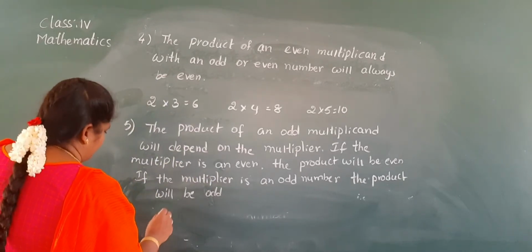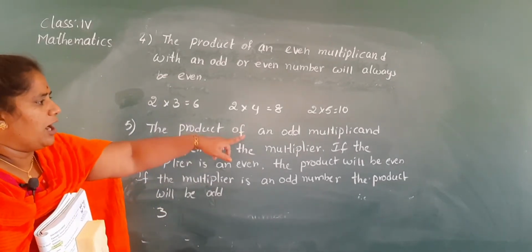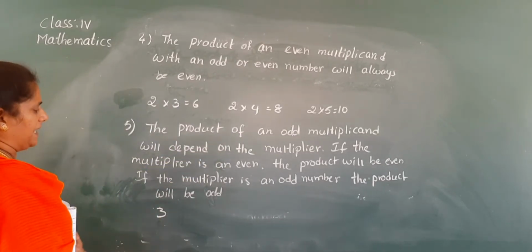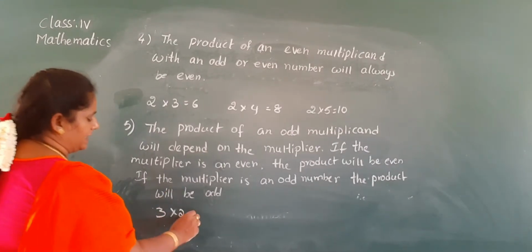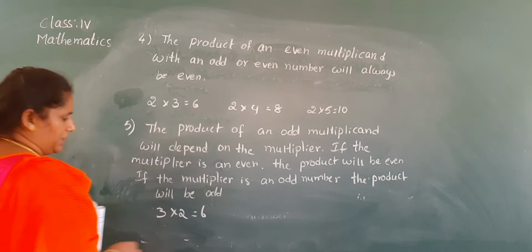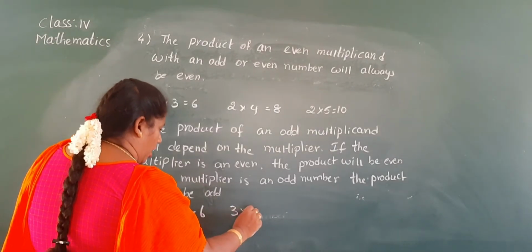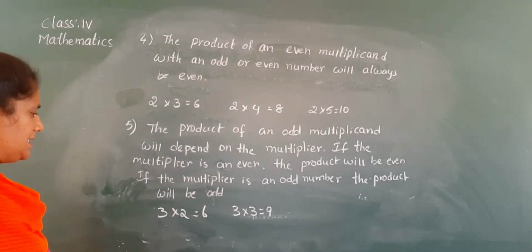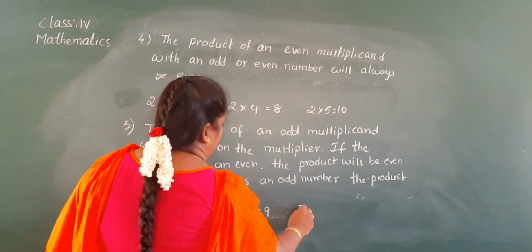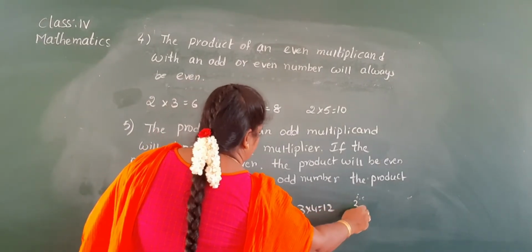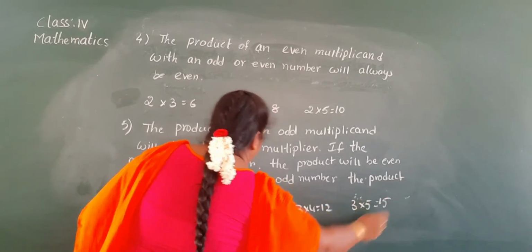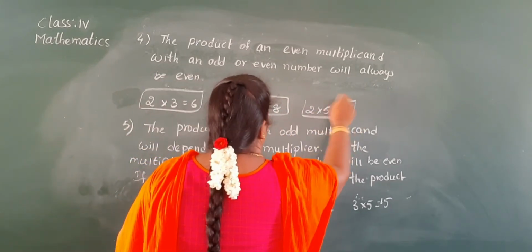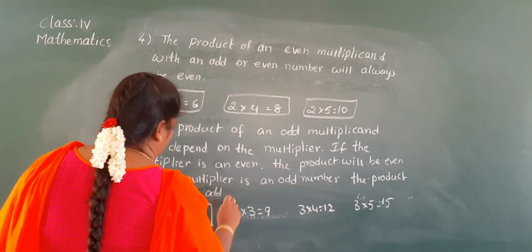So pattern seen, Nana? The product of an odd multiplicand, you take the odd multiplicand, that is 3, will depend on the multiplier. If the multiplier is even, so that you take 2. 3 2s are 6. We'll get an even number only. So an odd multiplicand multiplied by an odd number gives an odd product. Okay, 3 2s are 6, 3 3s are 9, and 3 4s are 12, and here multiplied by odd gives the odd only. Is it clear to you, Nana? So note down in your classwork neatly.